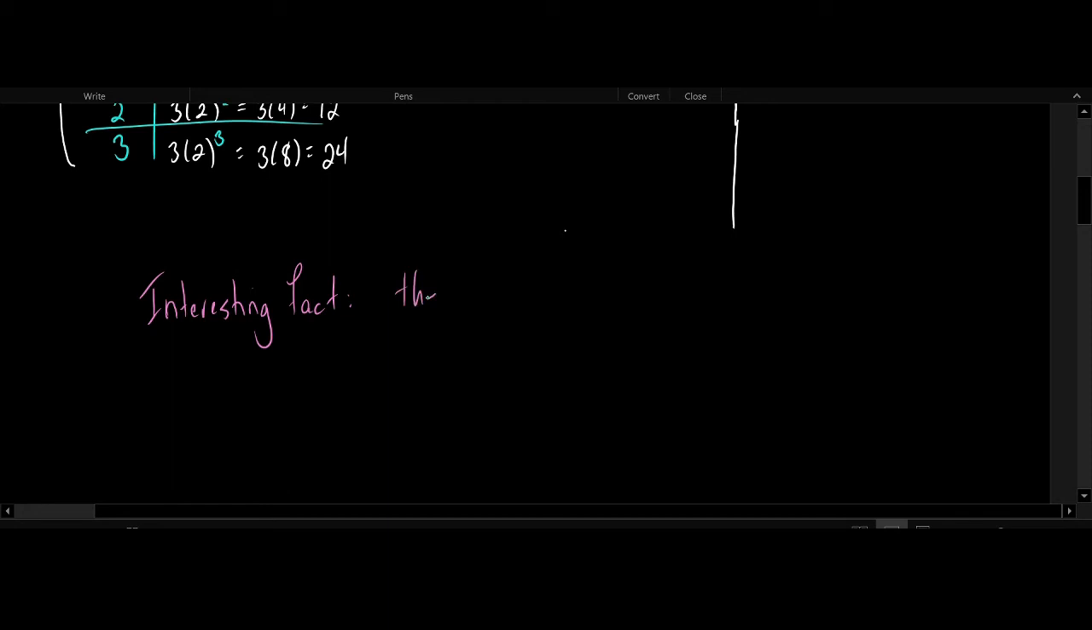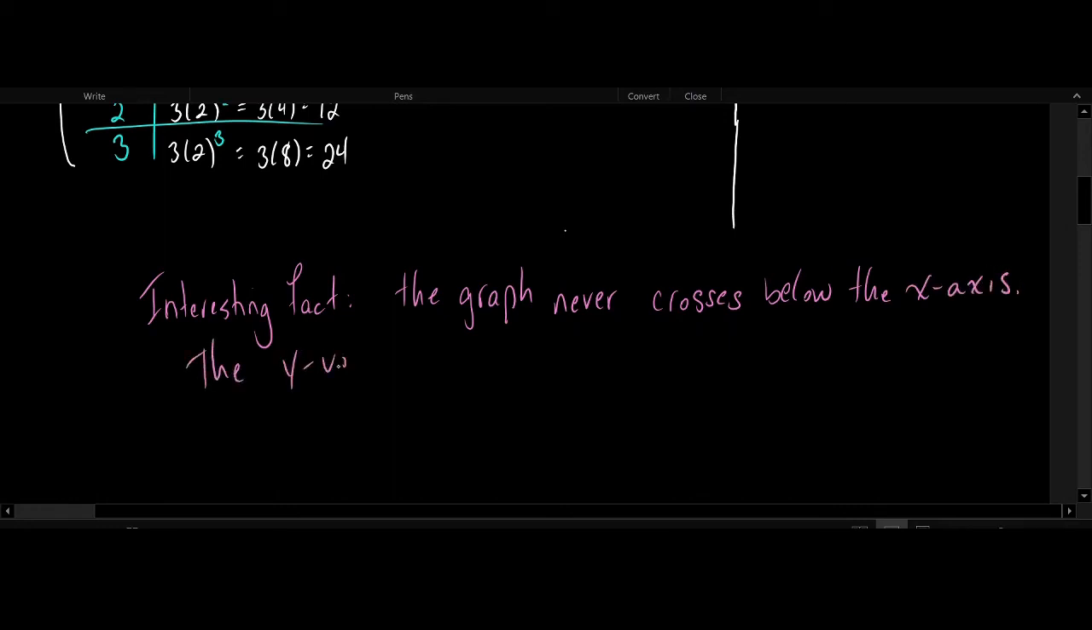The graph never crosses below the x-axis. The y values get closer to 0, but never become negative.